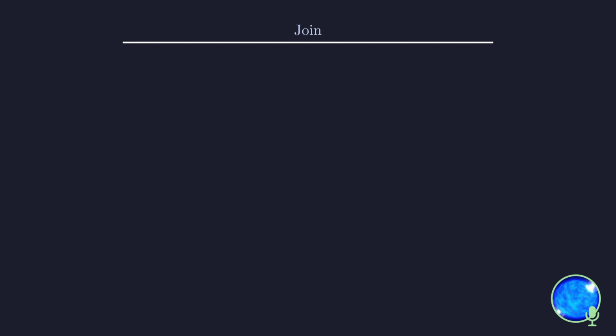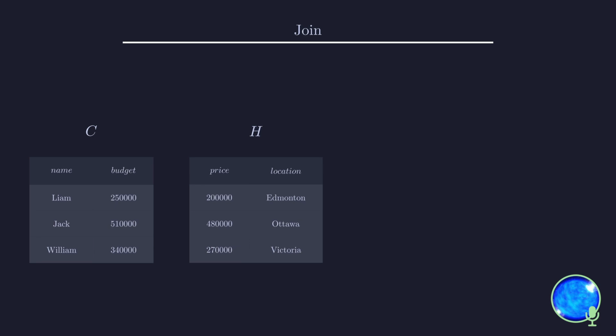Next, let's take a look at an example of a join operation with a predicate. Here, we have some customers with a budget trying to buy houses with a price. Joining C and H where the budget is greater than the price yields a relation where every customer is associated with every house they can afford.